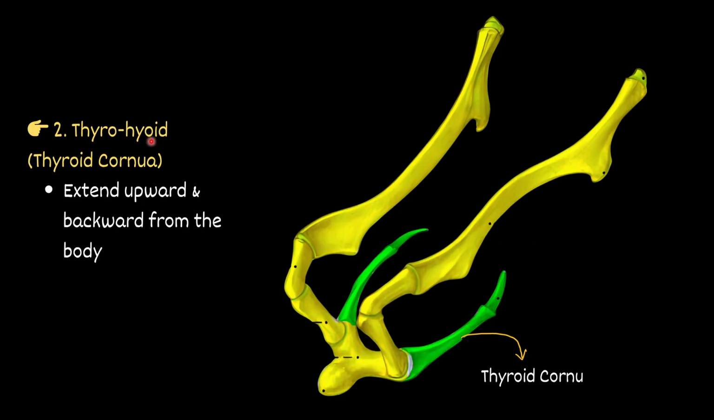Then the thyrohyoid or thyroid cornua extend upward and backward from the body. You can see these two are the thyroid cornu. They extend upward and backward from the body.